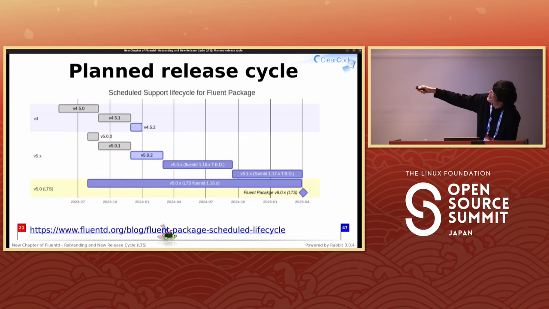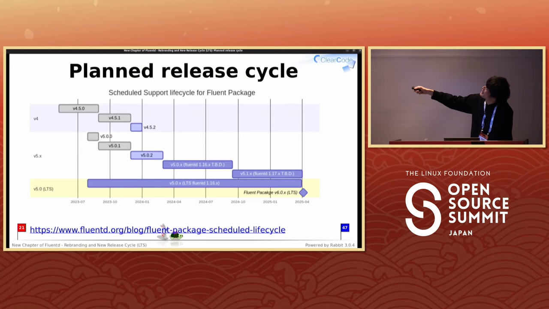Currently, both provide the same package, version 5.0. But in the future, in the standard version, we will provide version 5.1 when the next minor version update of Fluentd, version 1.17, arrives. So this is different from the LTS channel. In the LTS channel, we continue to provide the version 5.0 series for at least 2 years.